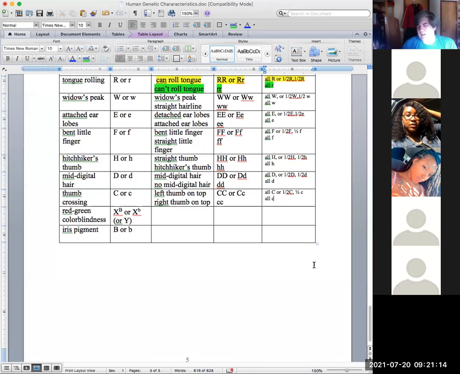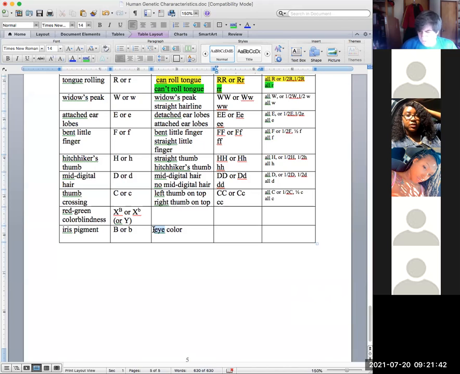Let's come back to red-green color blindness in a moment. Let's do iris pigment because that's similar, and red-green color blindness is a little bit different. Okay, your iris pigment is just what color are your eyes. So you just write down brown eyes, green eyes, blue eyes, whatever color your eyes are.